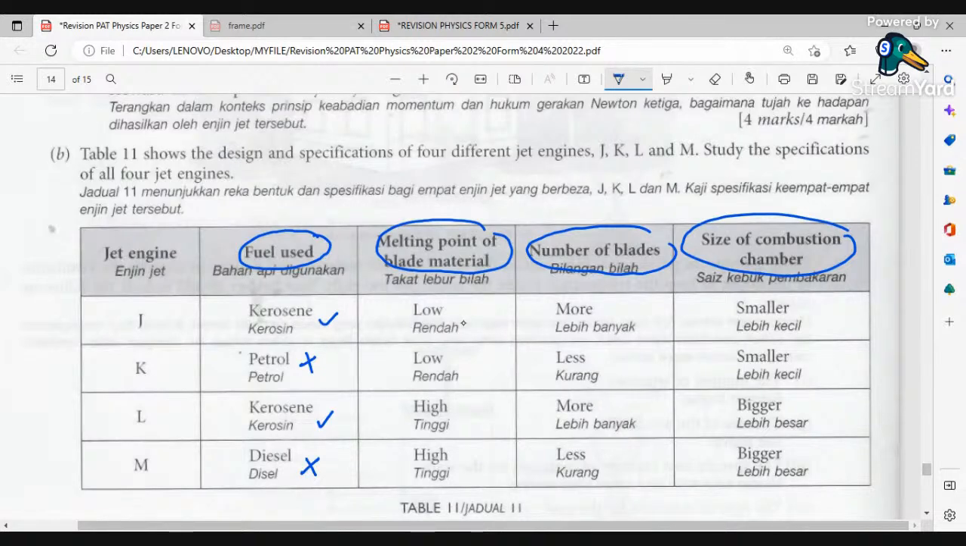Melting point, of course, must be high, so I will remove the low one. Number of blades, of course, must be more. Later we explain why. Remove the one which is less. Size of combustion chamber, of course, we want it to be bigger, so more fuel can be burned. Smaller, I remove. So from here we can see L is suitable because it has all the characteristics that are needed.